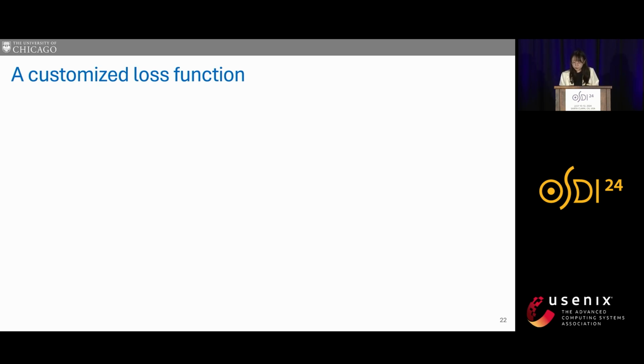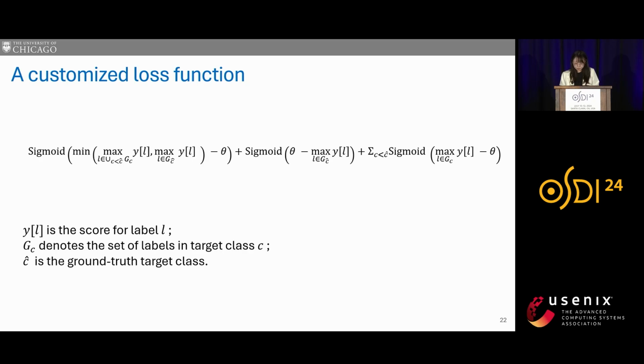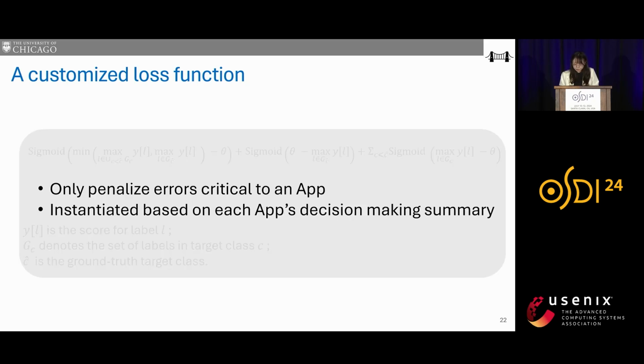After that, we construct an application-specific loss function as shown in this slide. You don't need to understand the formula for now. You can find the detailed rationale in the paper. So the high-level takeaway of this loss function is that it only penalizes errors that are critical to the application, and it can be instantiated based on the application's decision-making summary.